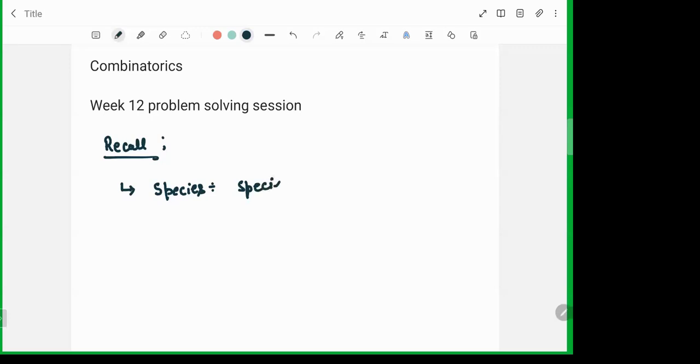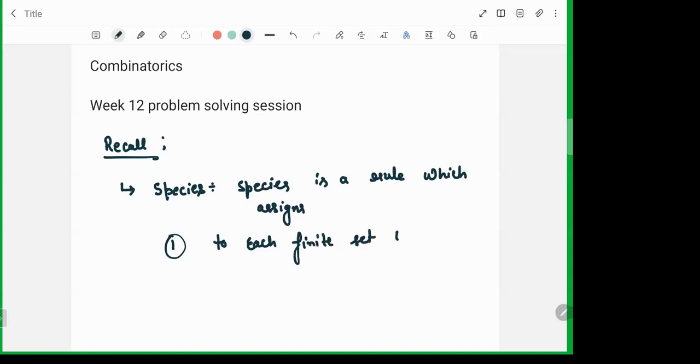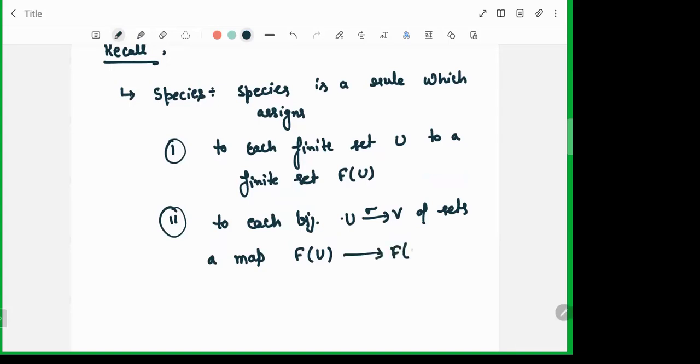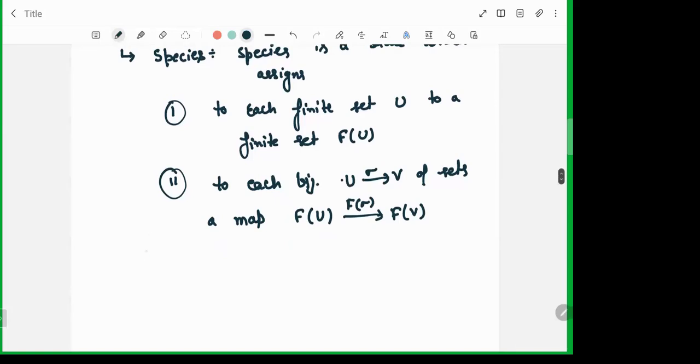So a species is a rule which assigns, first, to each finite set U a finite set F(U), and second, to each bijection sigma from U to V of sets a map F(U) to F(V), called F(sigma), such that the following conditions hold.